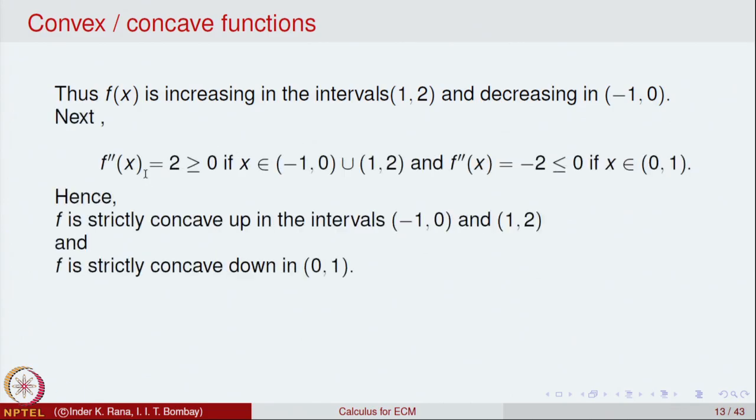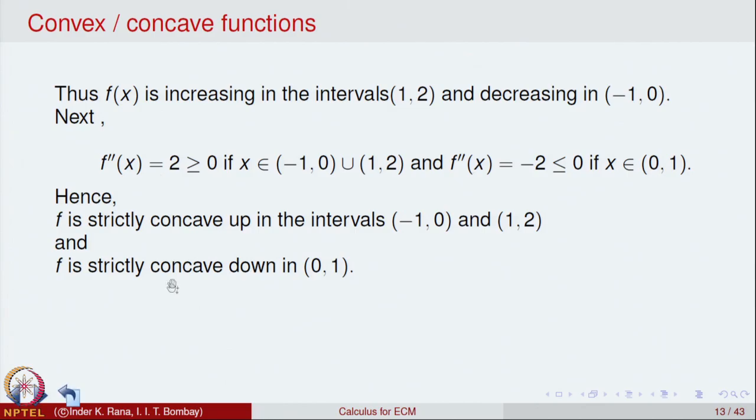So, the second derivative of the function is equal to 2 if x is between minus 1 to 0 or the portion 1 to 2, and it is negative if x is between 0 and 1. So, it is strictly concave up in the interval minus 1 to 0 and 1 to 2 because the second derivative is strictly bigger than 0, and strictly concave down in the portion 0 to 1. So, these are the properties that we deduce about the concavity and convexity of the function by looking at the second derivative of the function.